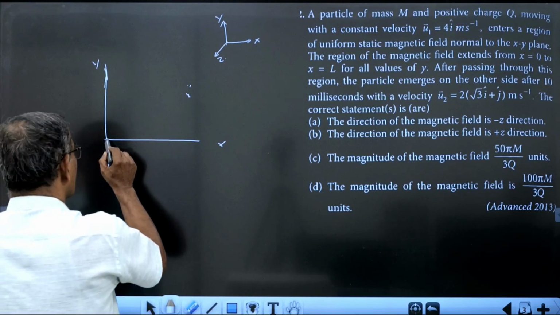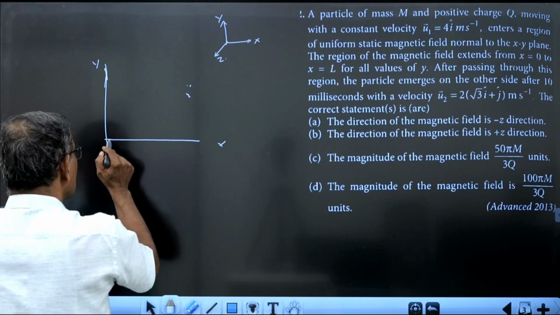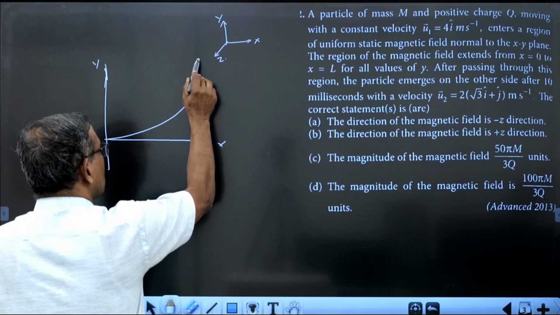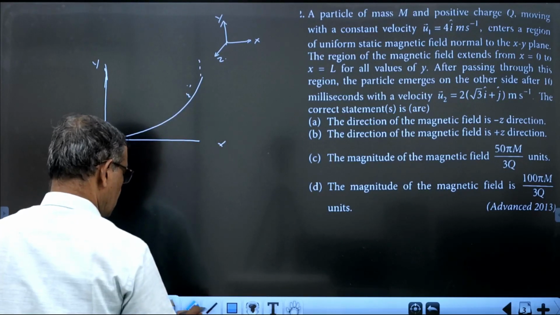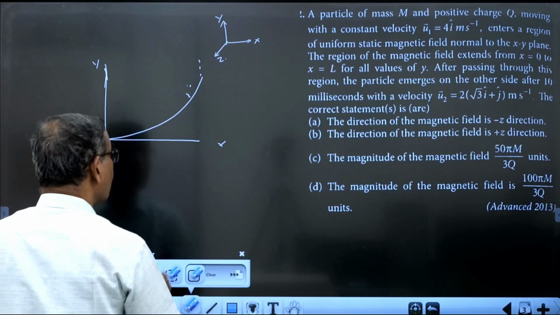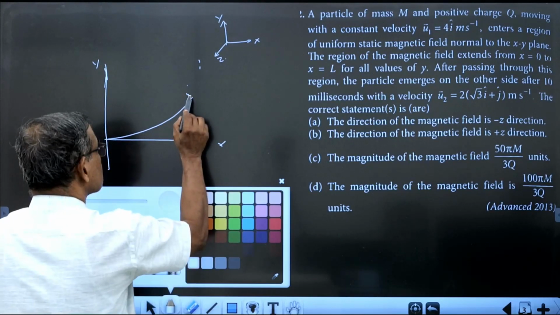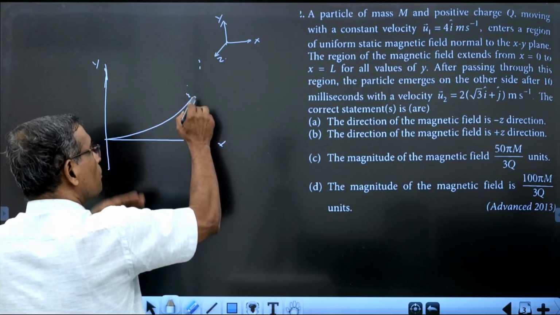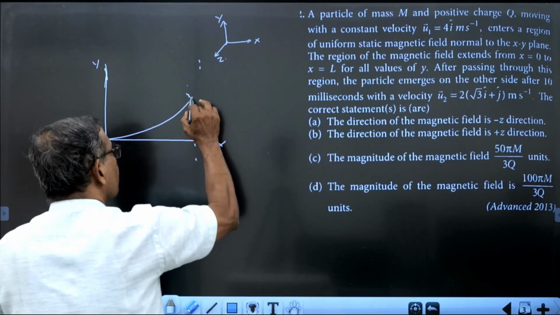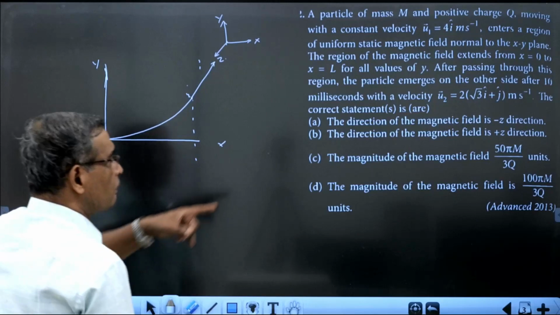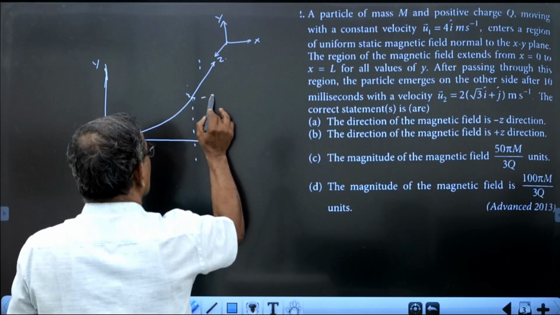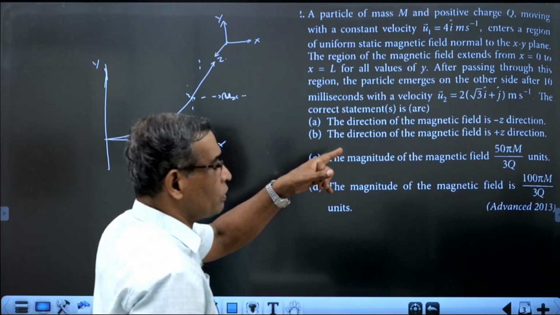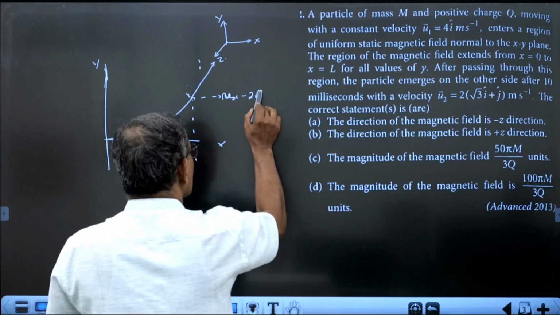And since initially it is along the x direction, the path must definitely be like this. This is the path, and suppose this is our L, up to which the magnetic field is there. The particle takes a curved path and emerges out of the magnetic field like this, with a velocity which has an x component, Vx, given by 2 root 3 i.